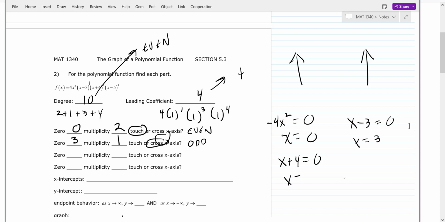That would give x equals -4. And then that multiplicity was, what is that? As I wrote over, that's a 3. So that's a 3. That means you cross. Okay, so we got that. And then finally, you got x minus 5 equals 0. That gives x equals 5. That multiplicity was 4. That means you touch.